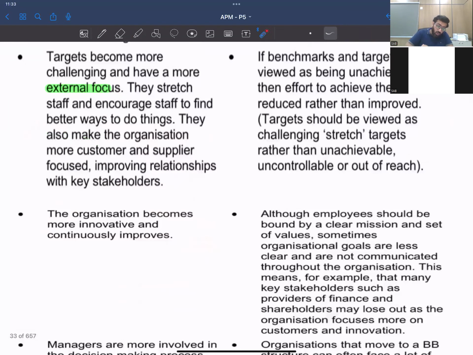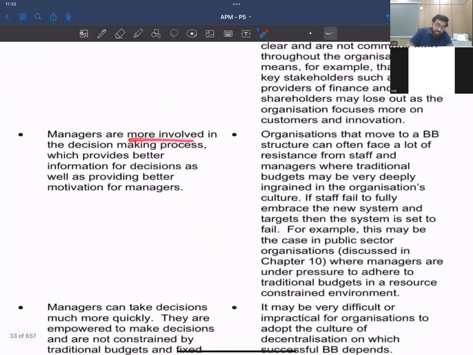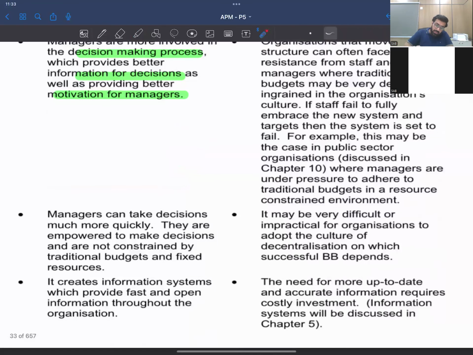The organization becomes innovative through beyond budgeting. Managers are more involved in decision making, not top down. They are involved in the decision making, right? Better decisions because they are the ones dealing with the problems. Similarly, managers can take decisions much more quickly. Approval processes are not being followed. You can take your decisions quickly.